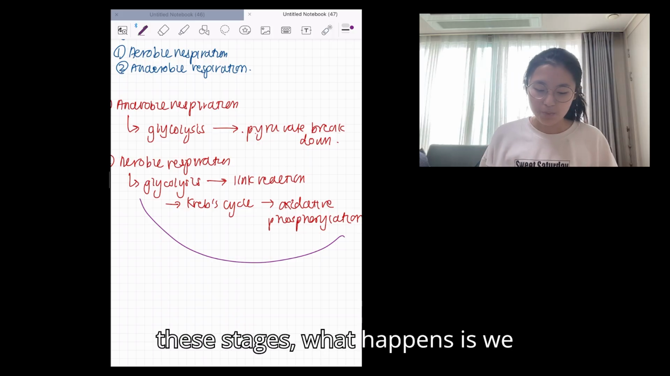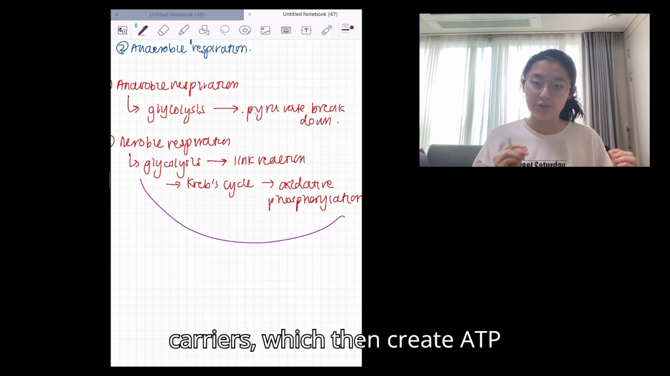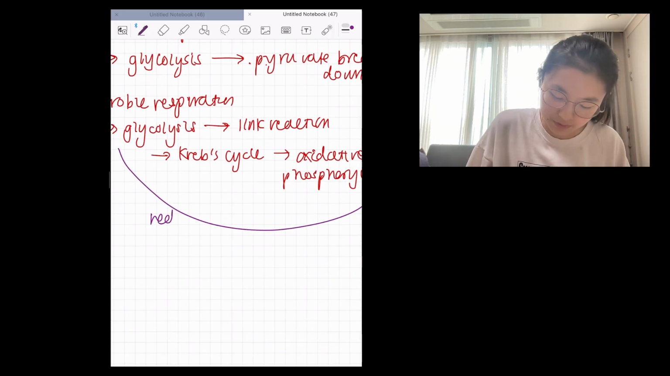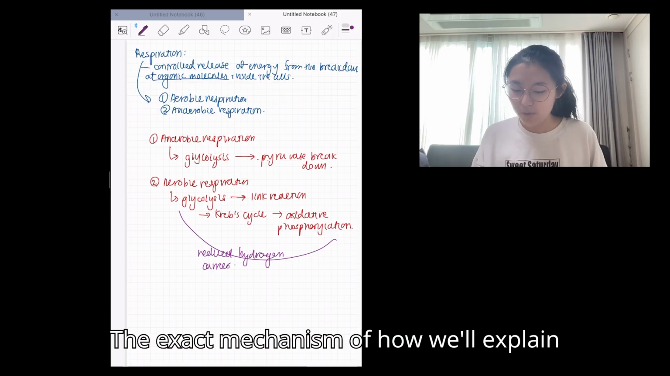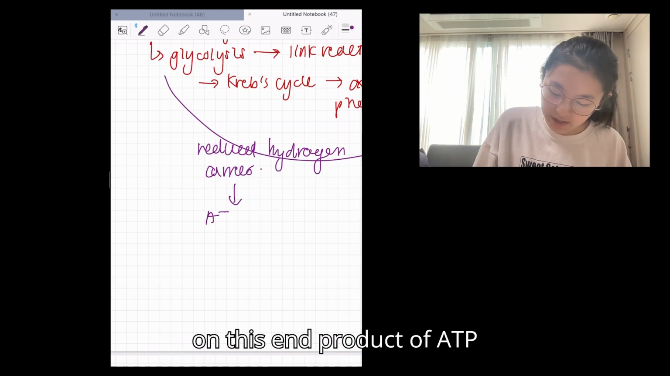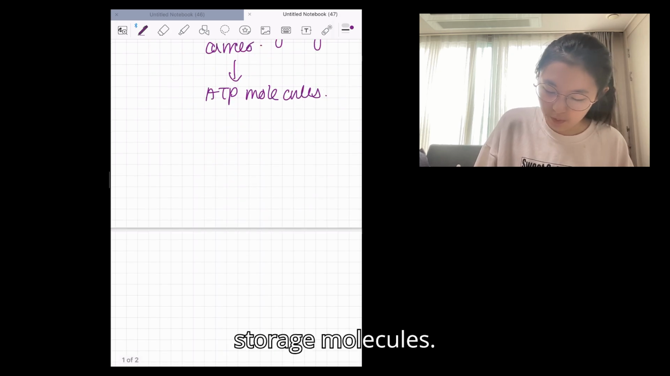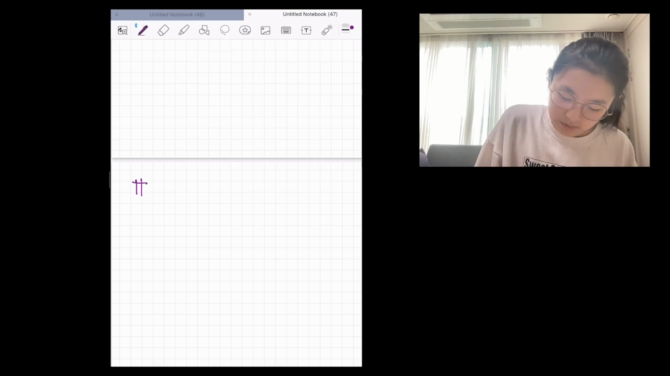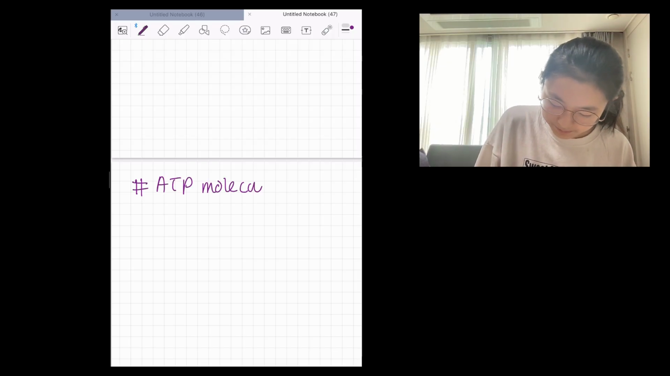Throughout all of these stages, what happens is we essentially create reduced hydrogen carriers, which then create ATP molecules. The exact mechanism of how we'll explain later on, but today we're going to focus on this end product of ATP molecules, which are essentially energy storage molecules. So let's look at what ATP molecules are.